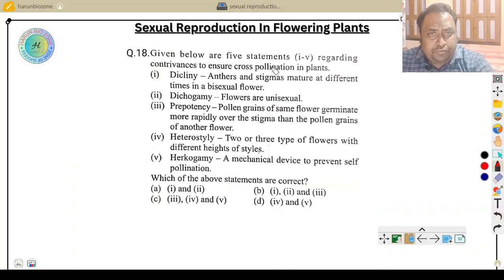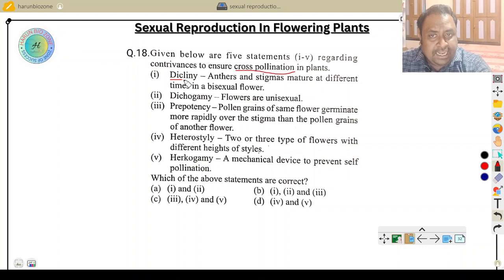Given below are five statements regarding contrivances to ensure cross pollination in plants. So here the point is cross pollination. According to cross pollination, which is the correct answer?